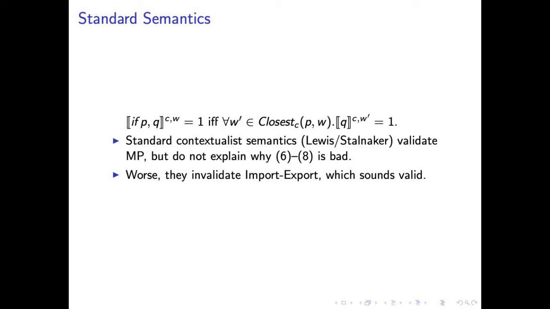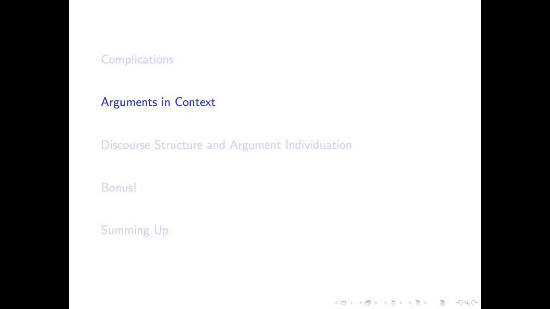The standard contextual semantics then would validate modus ponens, but it would not explain on the face of it why the inference pattern I showed you earlier strikes us as bad. And worse, they invalidate exportation, which seems like an intuitively valid pattern, right? So it gets things exactly backwards. Okay. And notice that that's true even if you hold the context fixed, so no funny business about context shifting, so what is going on? One kind of reaction you might have to this is to say, well, maybe we haven't characterized context sensitivity in exactly the right kind of way.